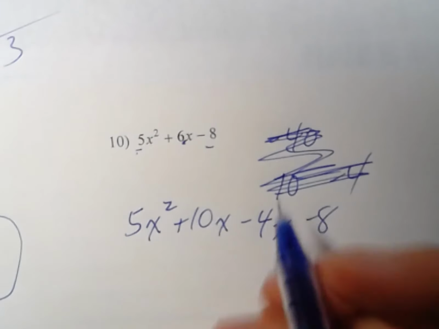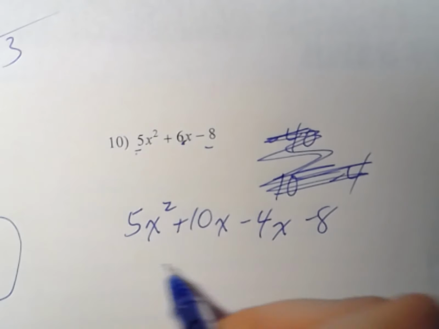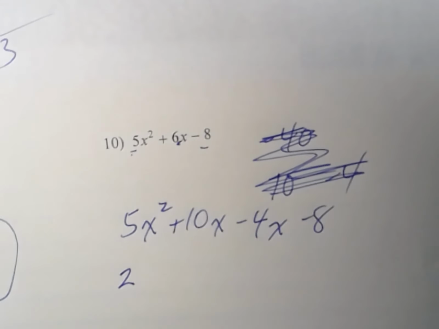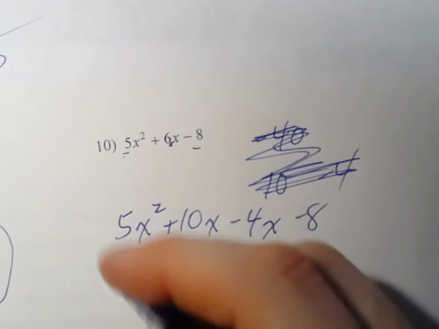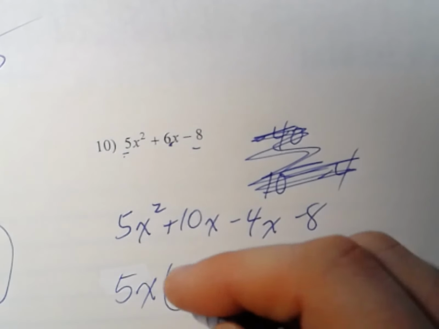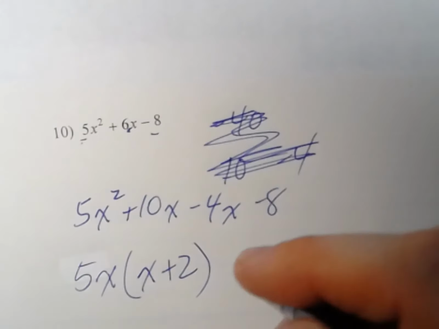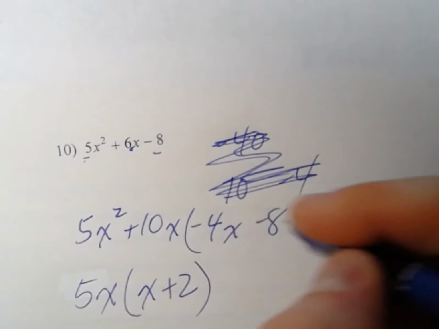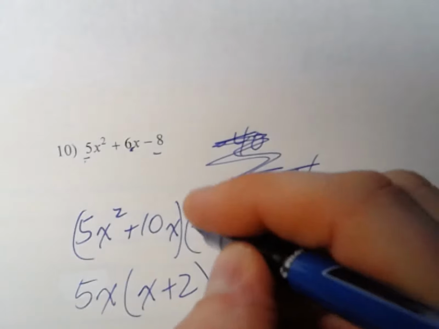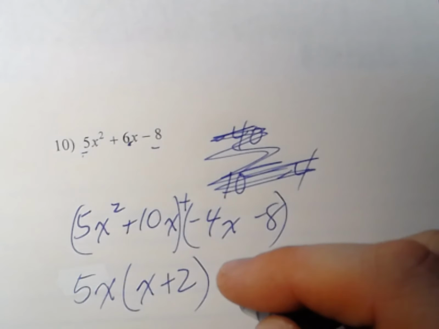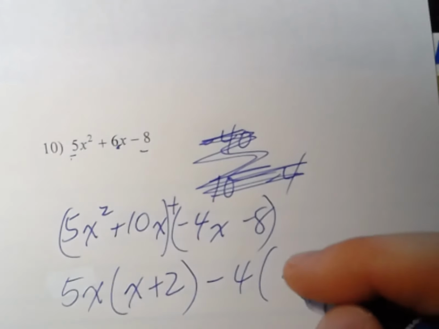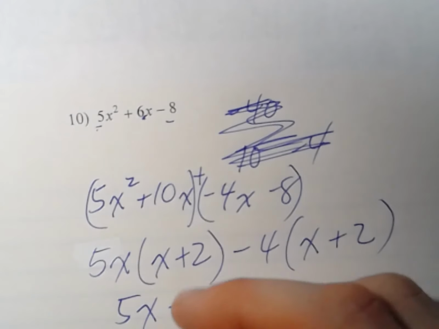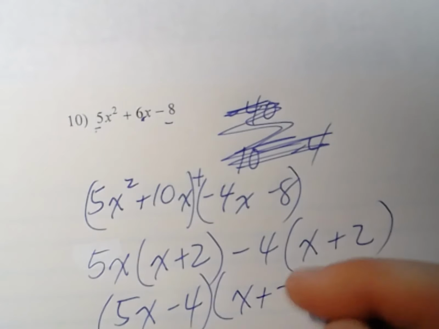And then I'm just going to group and factor. So here I can pull out a 2, not a 2, goodness gracious, I can pull out a 5x, and what's left over is an x plus 2. Here I can pull out a negative 4, and I'm left over with an x plus 2. Then I've got 5x minus 4 and x plus 2.